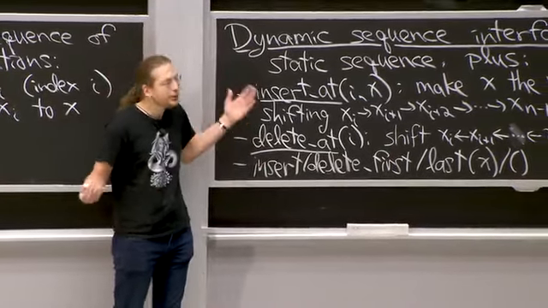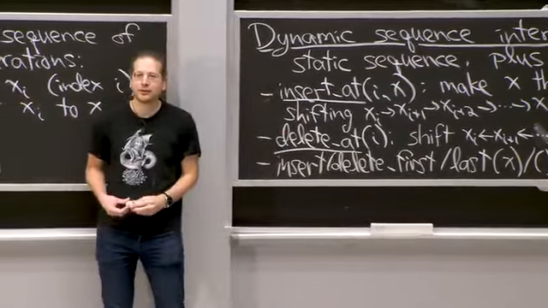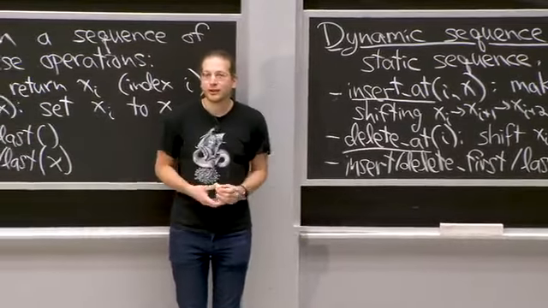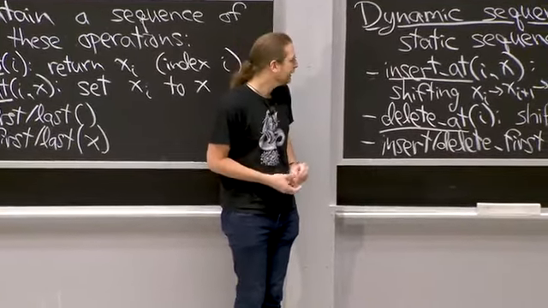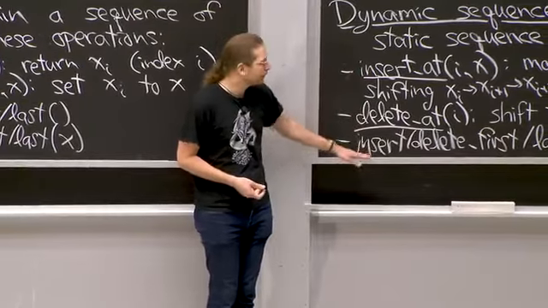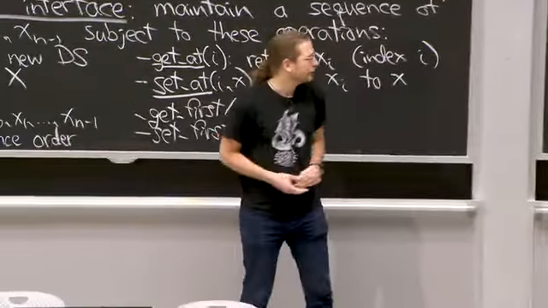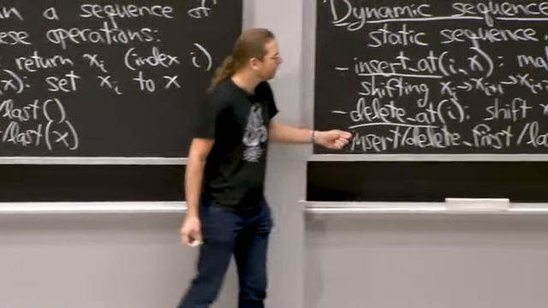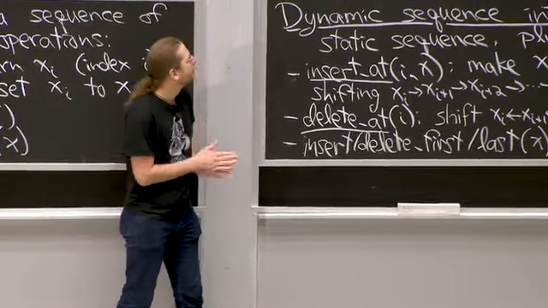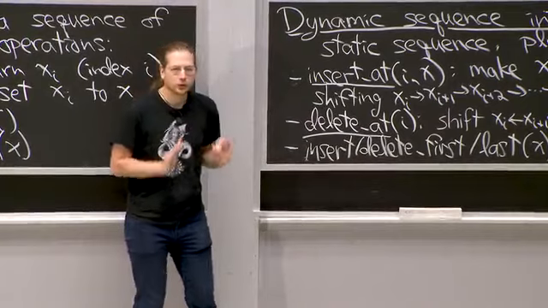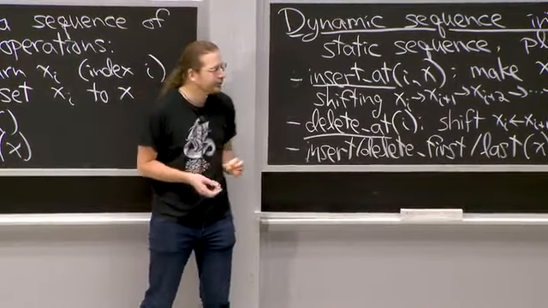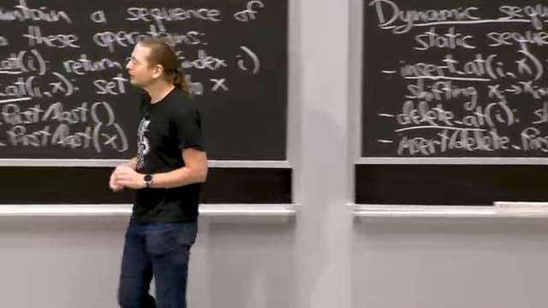So while ideally we could solve the entire dynamic sequence interface in constant time per operation, that's not actually possible. You can prove that. But special cases of it where we're just inserting and deleting from the end, we can do that. And so that's why it's interesting to introduce special cases that we care about. Cool. That's the definition of the dynamic sequence interface. Now we're going to actually solve it.